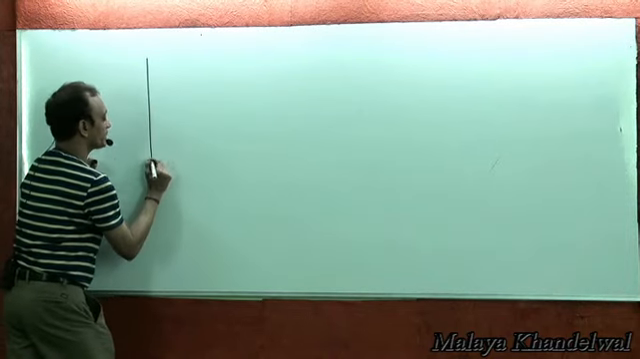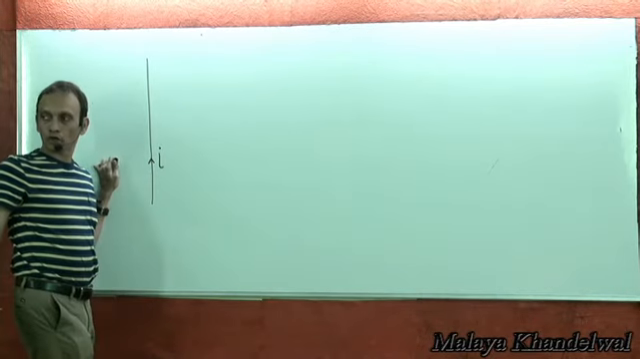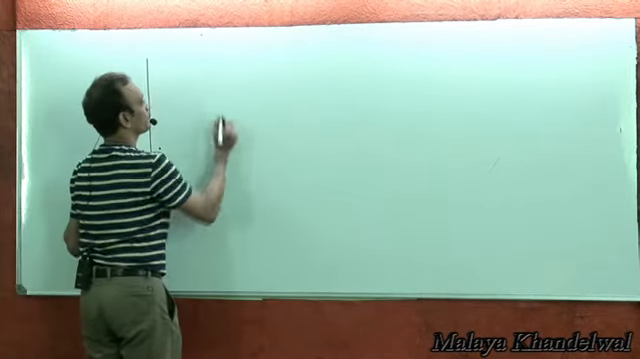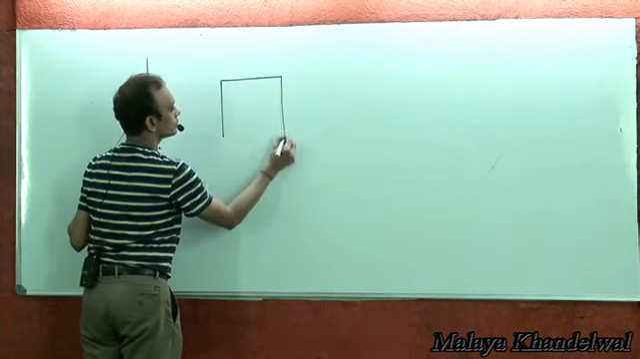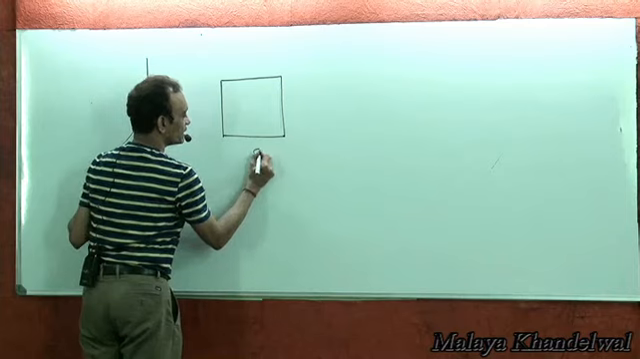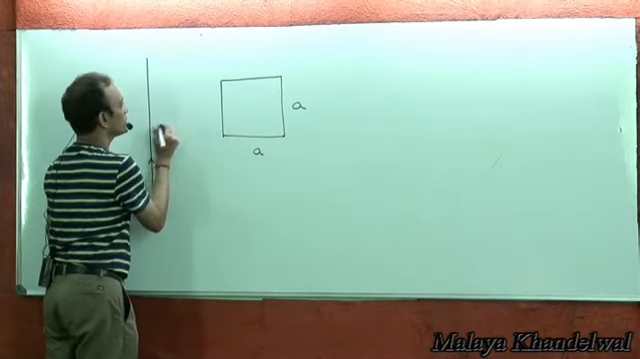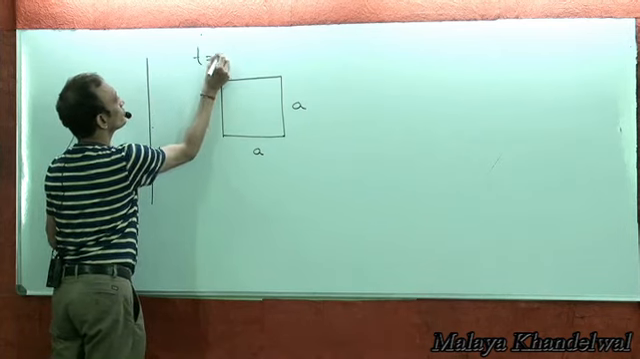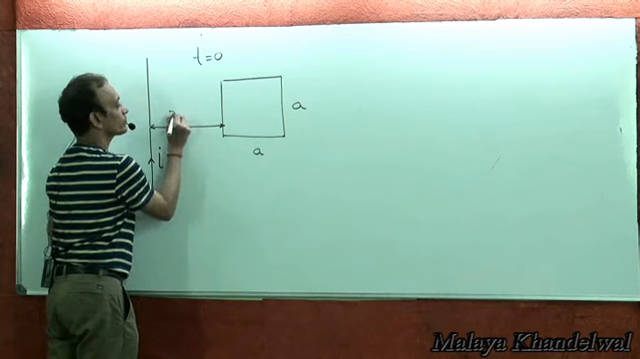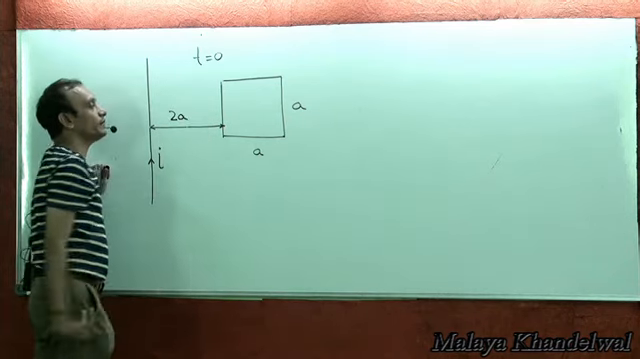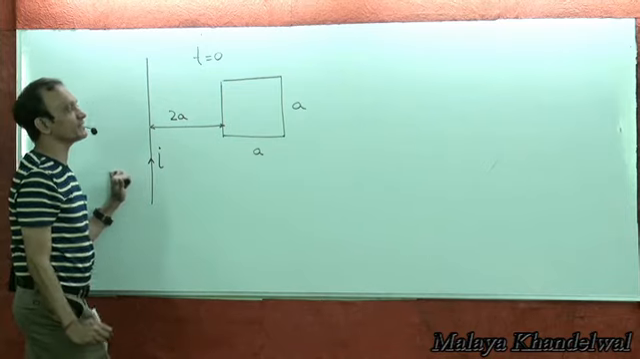Suppose this is a long infinite current carrying wire I. And there is a square loop of side A by A. Initially, at time t equal to 0, it's kept at a distance 2A from this current carrying wire.